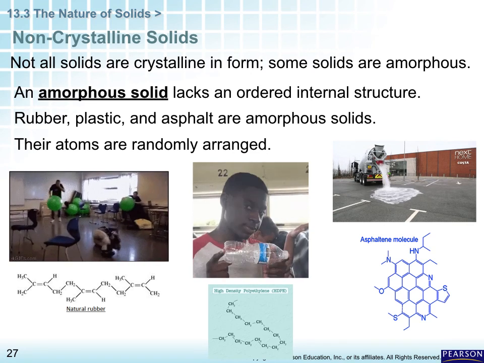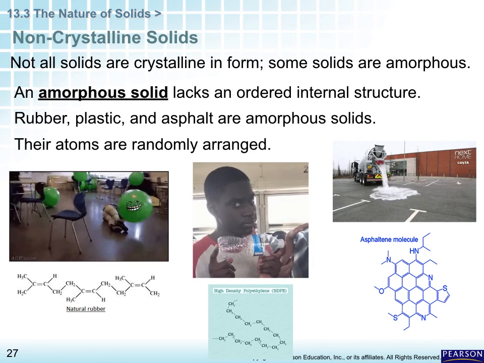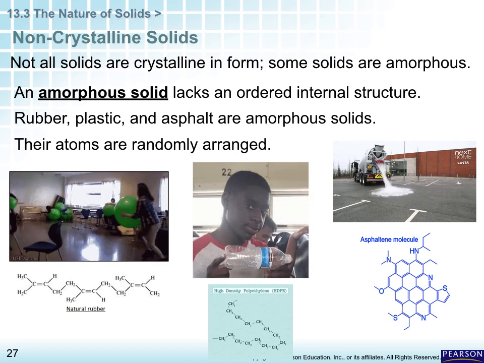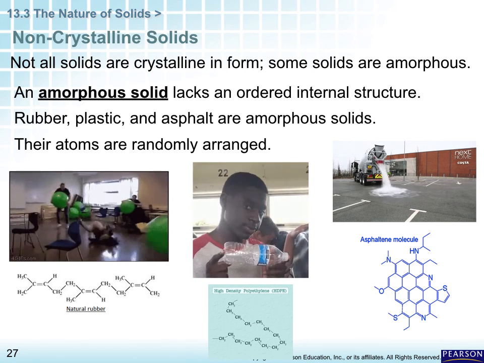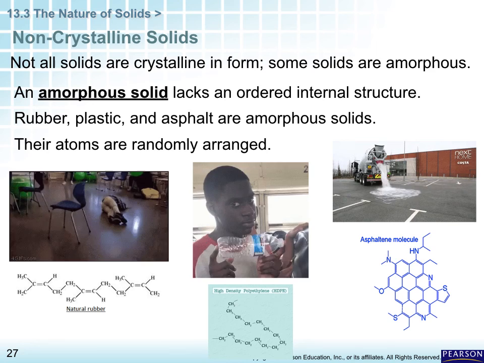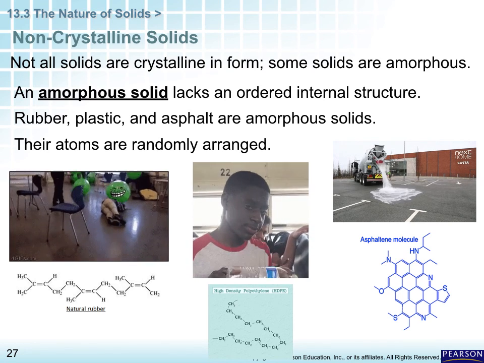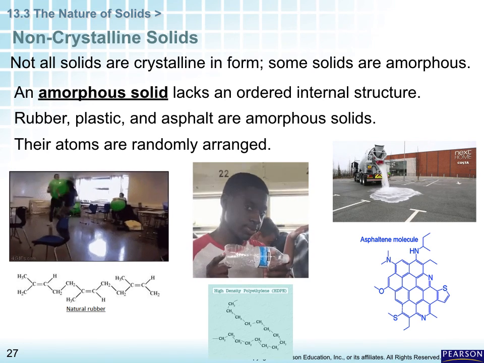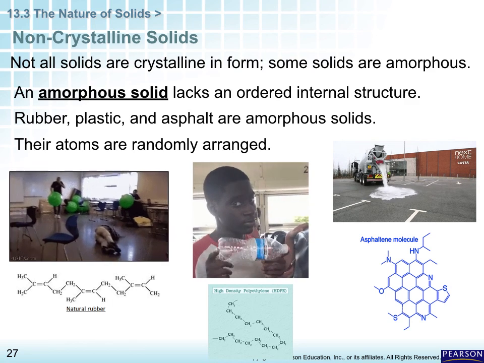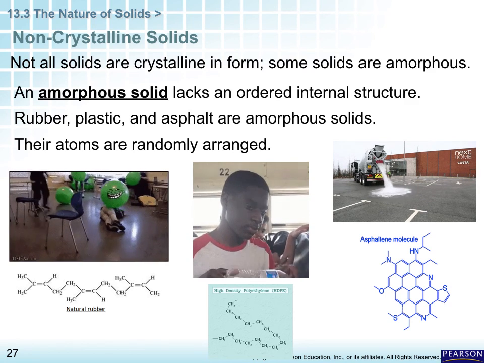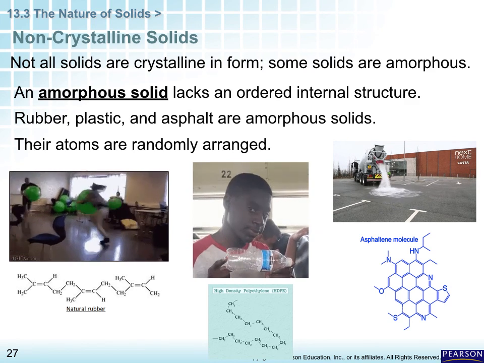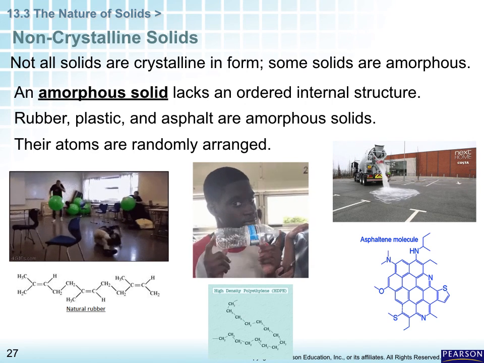Non-crystalline solids. Not all solids are crystalline in form. Some solids are what we call amorphous. An amorphous solid lacks an ordered internal structure. Rubber, like the rubber balls on the left side, plastic, like the water bottle, and asphalt, like you see the water being dumped on, are amorphous solids. Their atoms are randomly arranged.